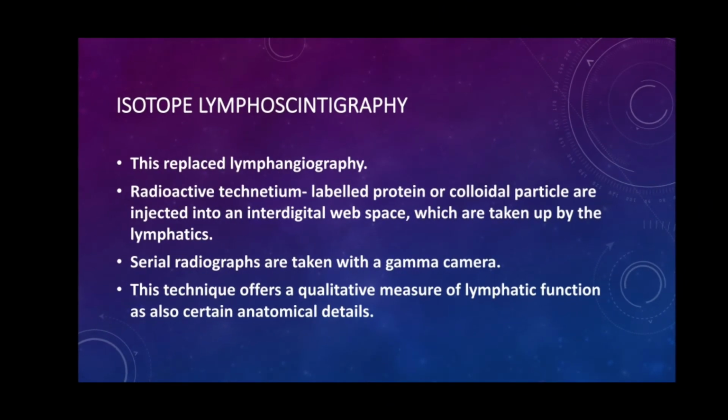Isotope lymphoscintigraphy. This replaced lymphangiography. Radioactive technetium labeled protein or colloidal particles are injected into an interdigital web space, which are taken up by the lymphatics. Serial radiographs are taken with a gamma camera. This technique offers a qualitative measure of lymphatic function as also certain anatomical details.